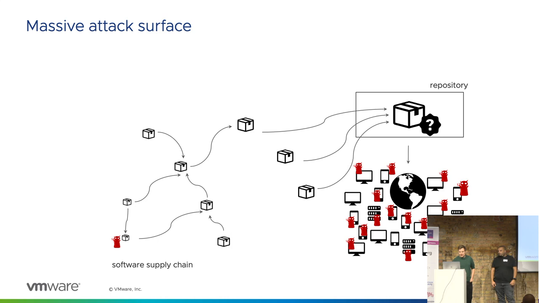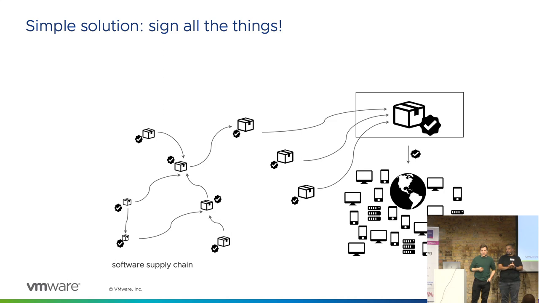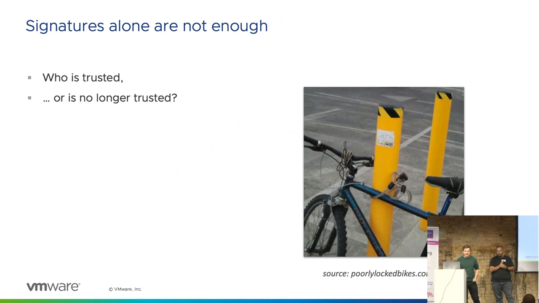So the solution for this problem is usually to sign things. You can sign artifacts, think GPG. You can sign the communication channel, think TLS, and you should be fine. Well, signing alone is not enough. You also need to know which keys to trust to create a signature.